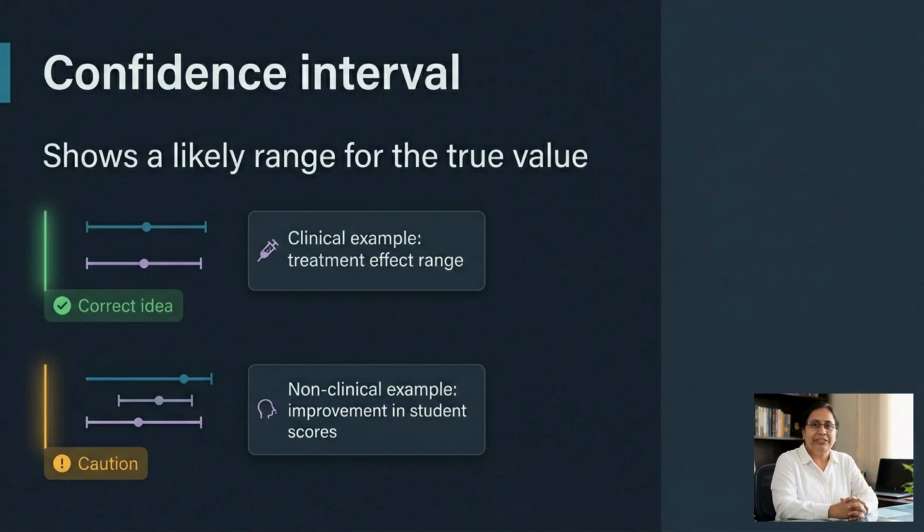So remember this simple idea. P-value helps us think about chance. Statistical significance gives a decision rule. A confidence interval gives a range and helps us judge precision. In the next video, we will move to an important warning concept.